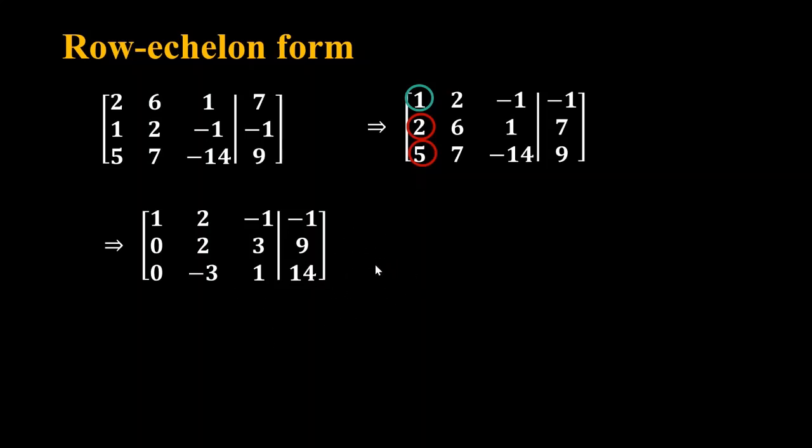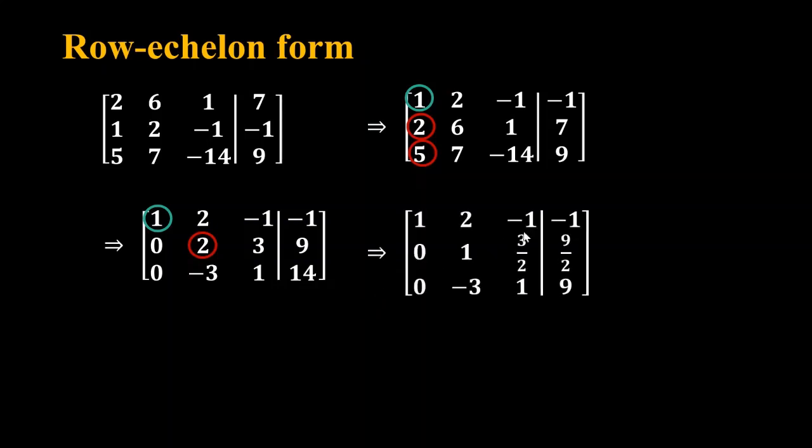Now the first non-zero entry in the first row is 1. In the second row the first non-zero entry is 2, so we want to change this 2 into 1 by doing an elementary operation. Then we will get 1, 2, minus 1, minus 1, 0, 1, 3/2, 9/2, 0, minus 3, 1, 9.